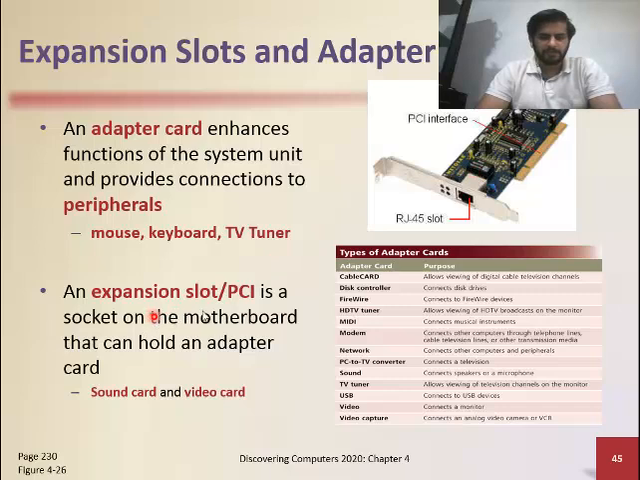So these cards basically provide the connectivity of different preferred devices with your motherboard. Yes, and the extension slots are PCI. It's also called a peripheral connection interface, used to connect the different devices with the motherboard. It's also called a socket on your motherboard that can hold the adapter card. So yes, it's a small area inside your motherboard in which these adapter cards are inserted.